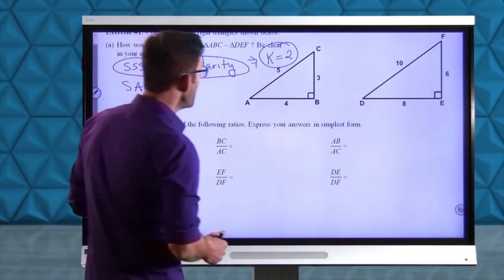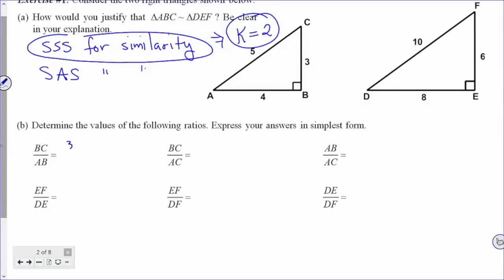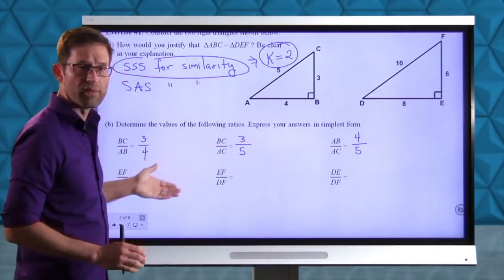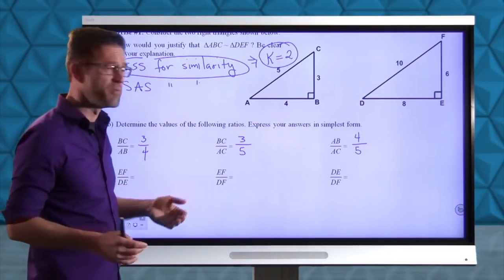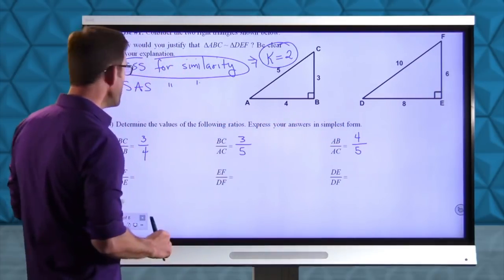It's easy enough. BC divided by AB. Well, BC is 3, and AB is 4. BC divided by AC. Well, BC is 3, AC is 5. And AB divided by AC, AB is 4, AC is 5. So there's nothing we can really do to reduce any one of these fractions. We could turn them into decimals, that would be fine. 0.75, 0.6, 0.8, what have you.